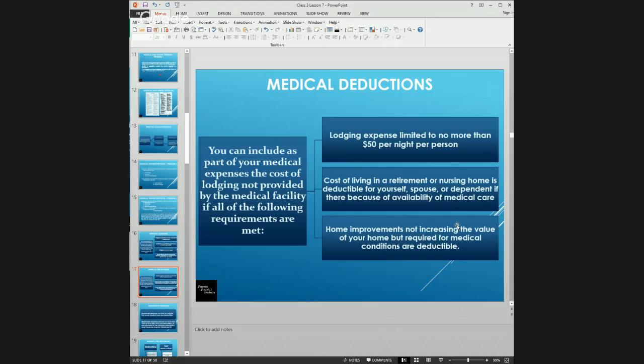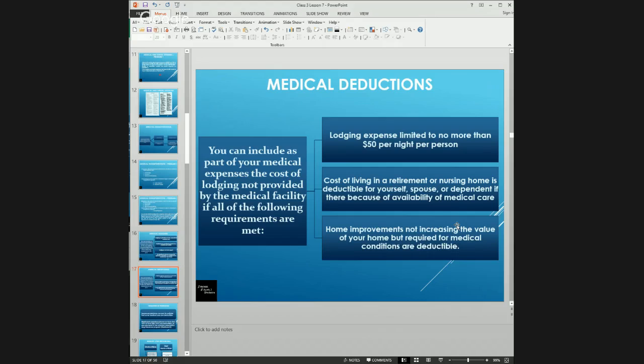There is the ability to write off the cost of living in a retirement or nursing home as a deduction for yourself and your spouse or any other dependent if they're there because of the availability of medical care. So if they happen to be in a rehab center, retirement or nursing home, or even an assisted living facility, if the primary reason that location was chosen was because of the availability of medical care that they take advantage of, then you would be able to use that as a medical deduction.